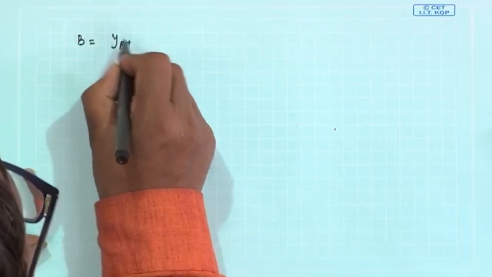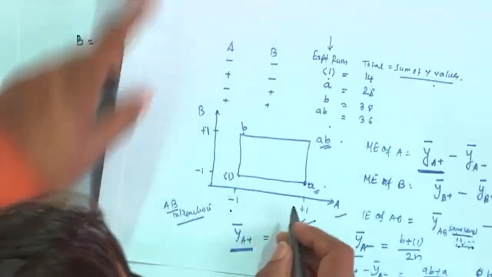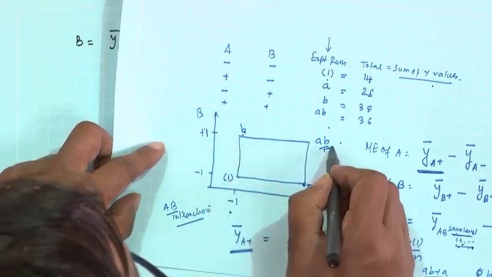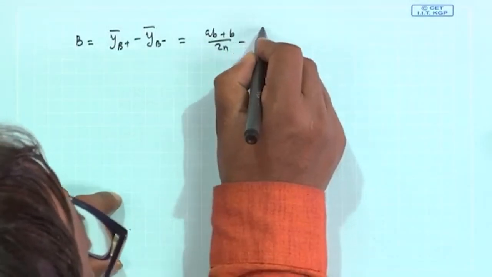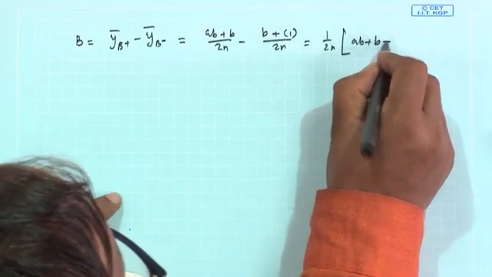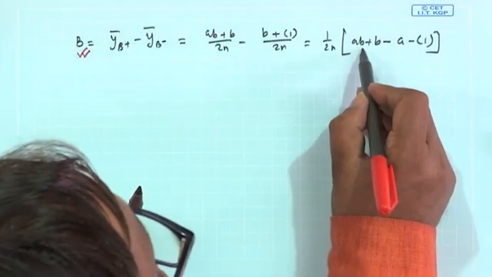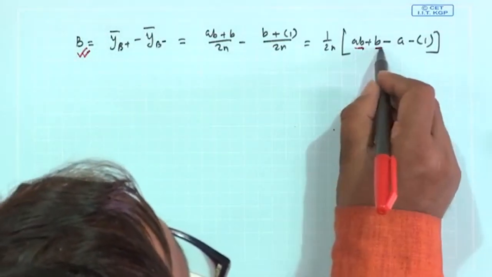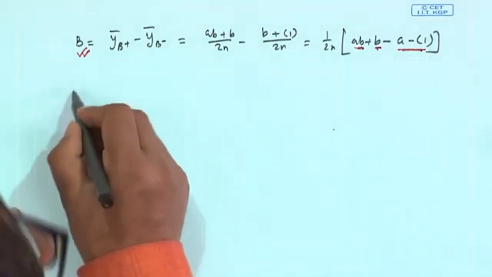So, using this, if I want to tell you what is the effect of B, the B effect is y bar B plus minus y bar B minus. So, this will be basically (AB plus B) divided by 2n minus (A plus 1) divided by 2n. So, this will be 1 by 2n (AB plus B minus A minus 1). Interestingly, you are getting the same pattern: we are interested in B, and the small b is related to B. So, here the B term is there, this is plus, and wherever there is no B term, this is minus.